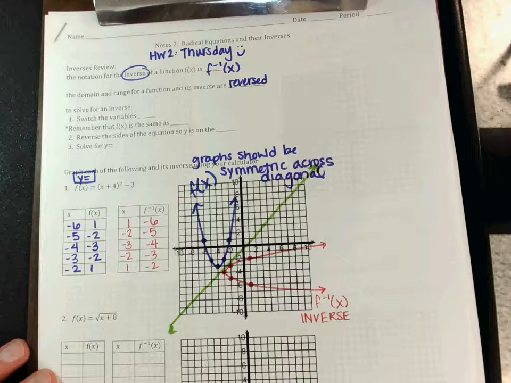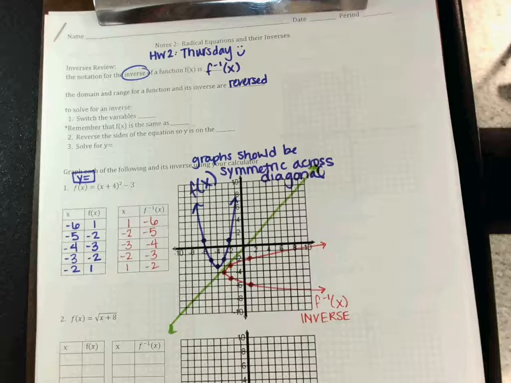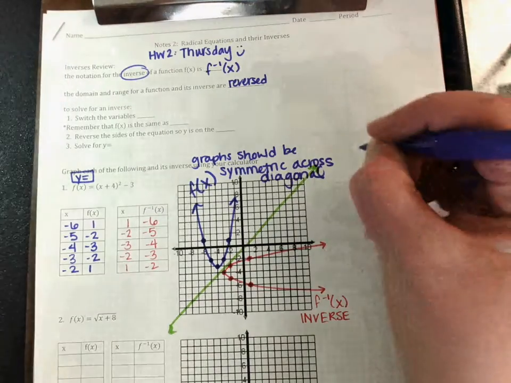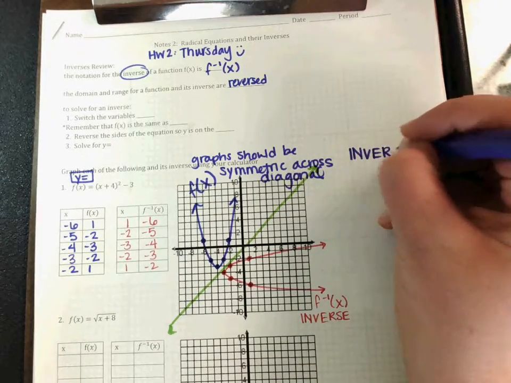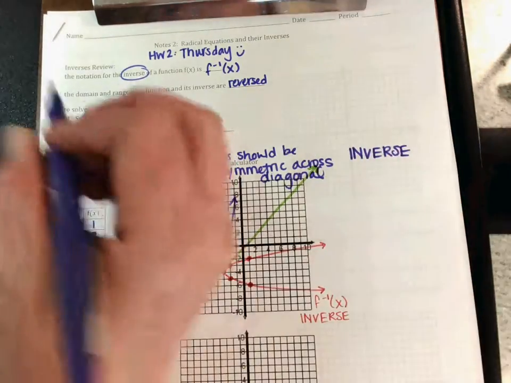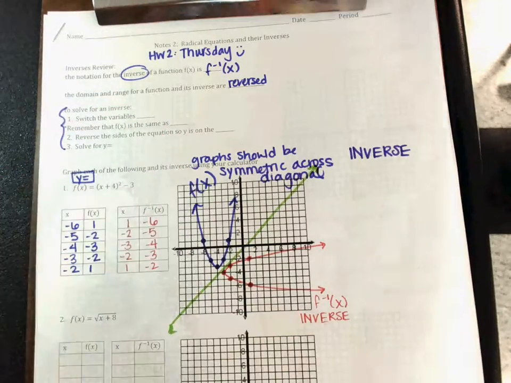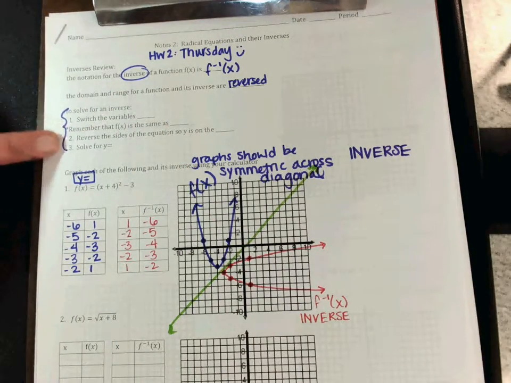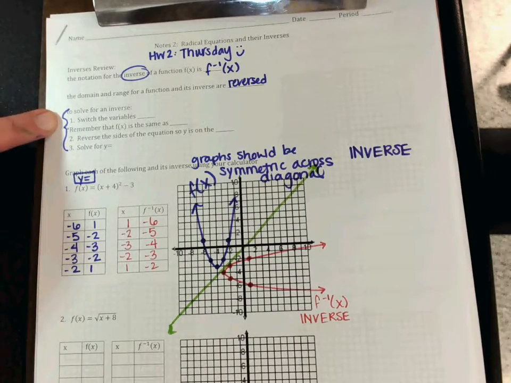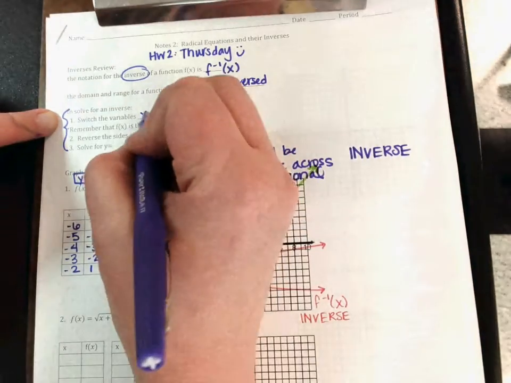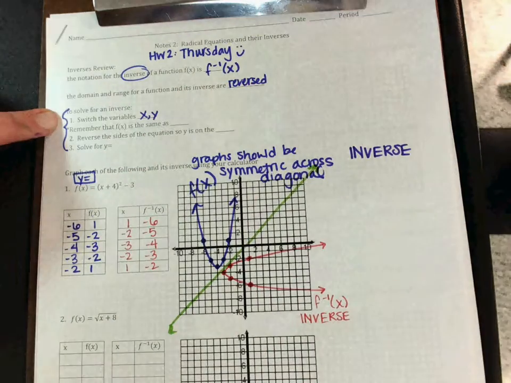Now, we also covered this in the fall, but we did a bunch of functions. Today we're only going to stick with squared and square root. So over here, I'm going to write inverse. And we're going to follow the steps that are right here, up on the side. To solve for an inverse, the first thing you're going to do is switch the variables x and y. You're going to switch their position.